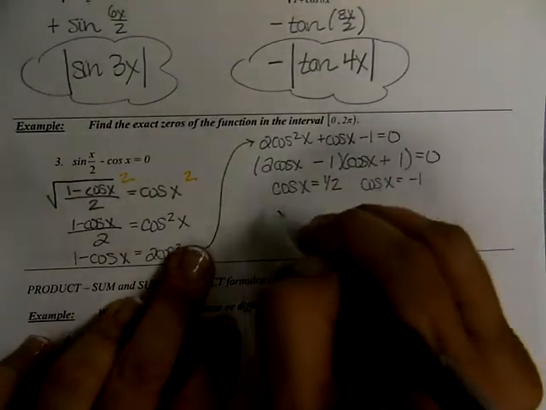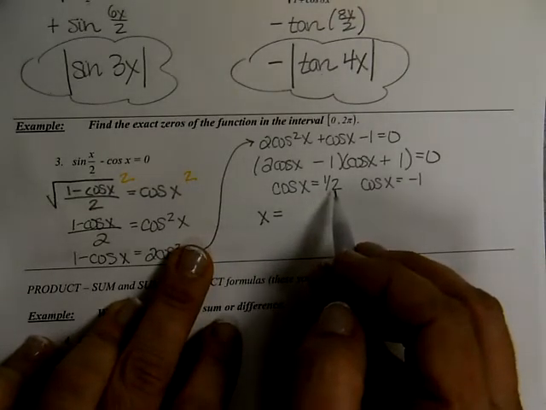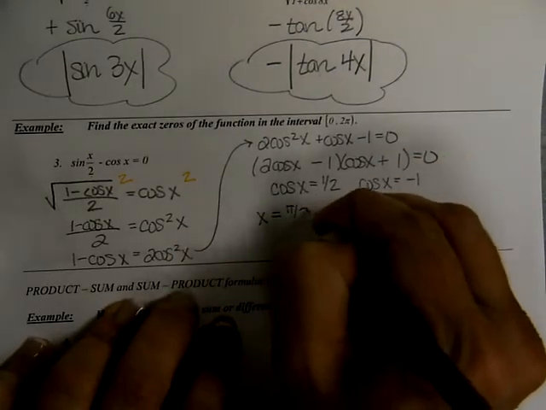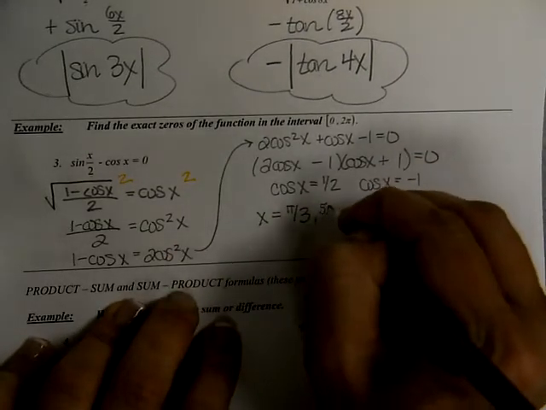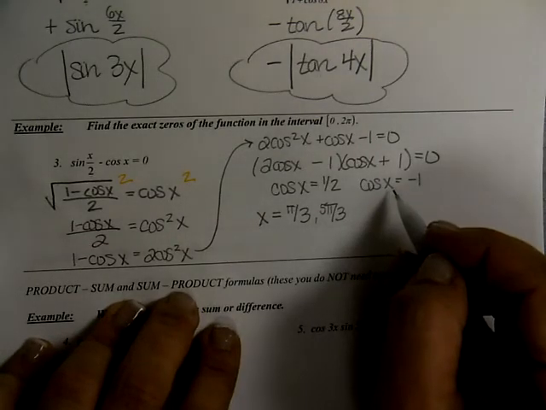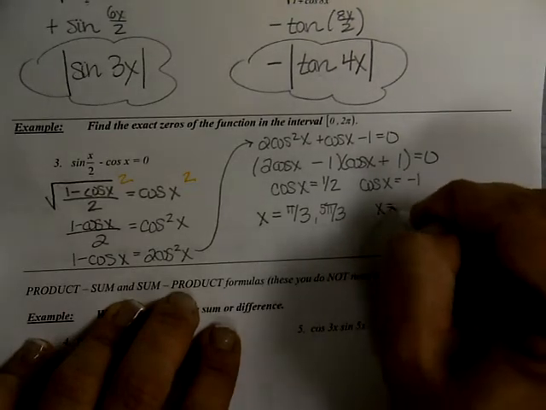So let's find the values that could make that true. Cosine is positive in quadrants 1 and 4. And this is going to be the pi over 3 family. So that'll be pi thirds and 5 pi thirds. And we know that cosine of x is negative 1 when x equals pi.